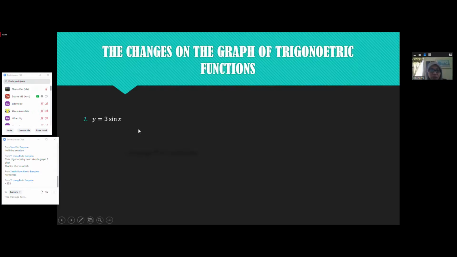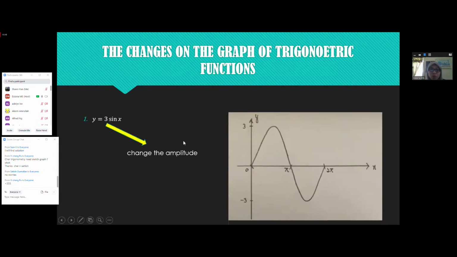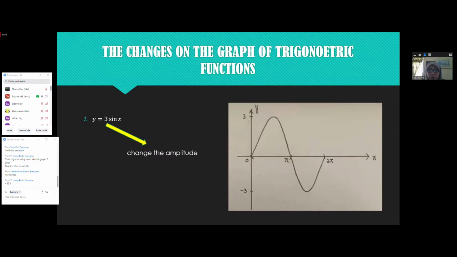If you have a number in front, 3, that will change the amplitude, meaning the maximum and the minimum value. So if there's 3, the maximum becomes 3, minimum becomes -3. If there's 4, maximum is 4, minimum is -4. If it is half, maximum is half, minimum is -half. Example is like this.